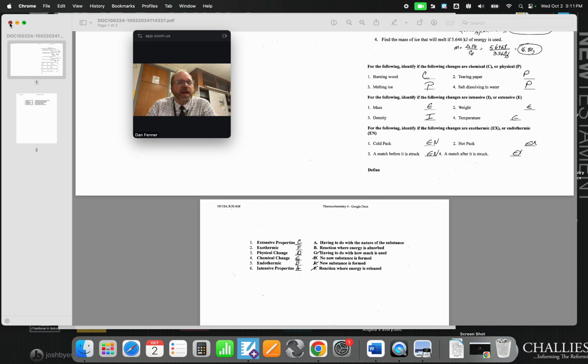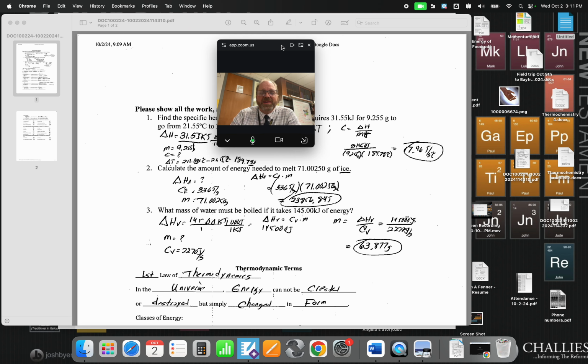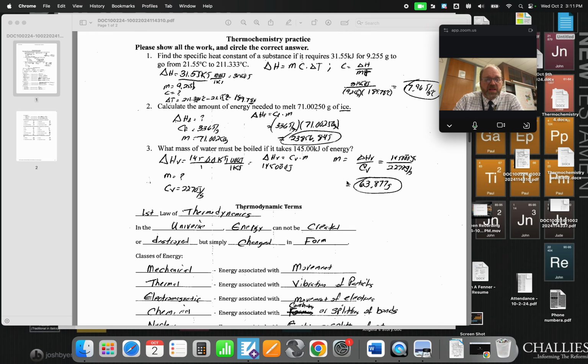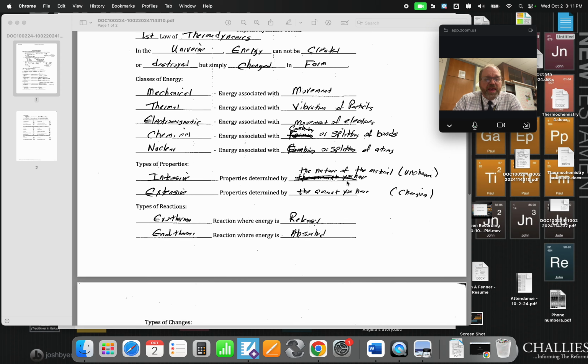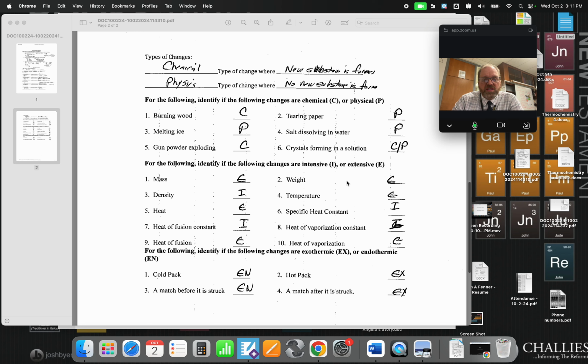Awesome. And then let's go to the second set of answers, and I'll move this back over here again. For number 1, it's 7.96 joules per gram degree Celsius. Number 2 is 23,856.84 joules. And number 3 is 63.877 grams. Okay, there is the first law of thermodynamics. Those are the 5 types of energy, intensive, extensive, exothermic, endothermic, chemical change, physical change, and those are the answers for the different completion. Now, those kinds of things will be on the test in 2 days, so we're good to go.